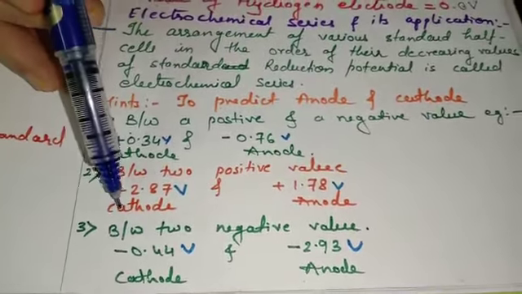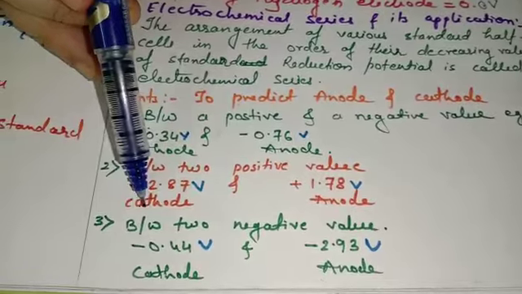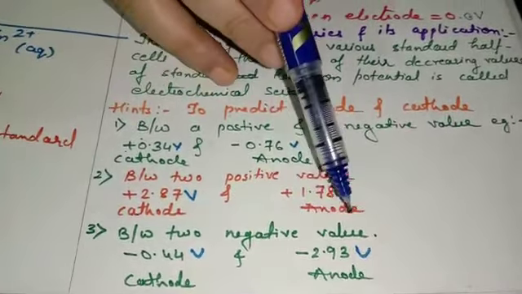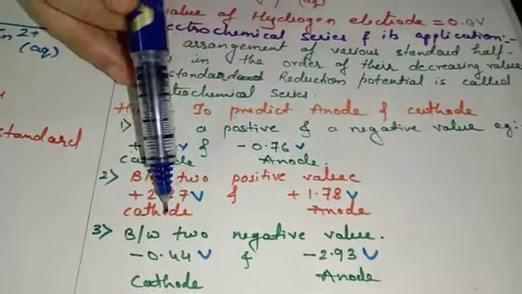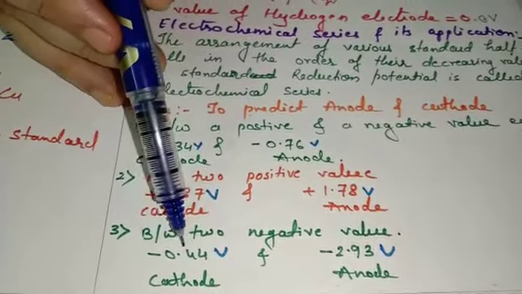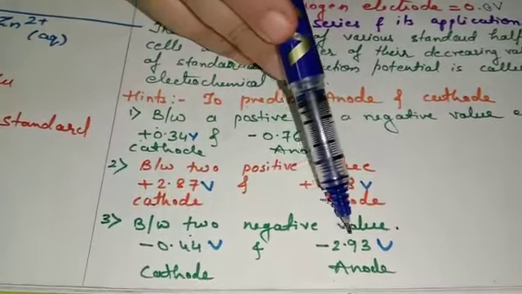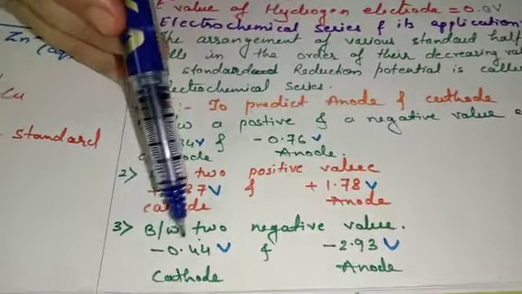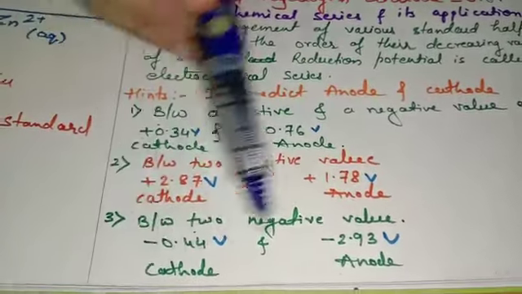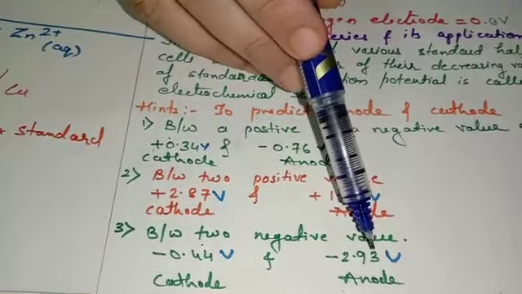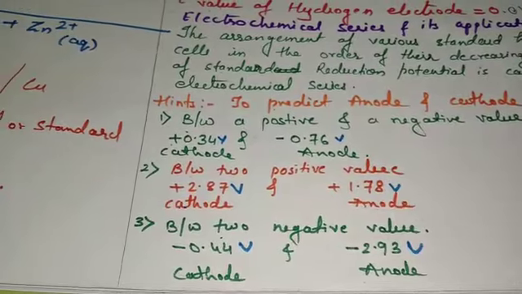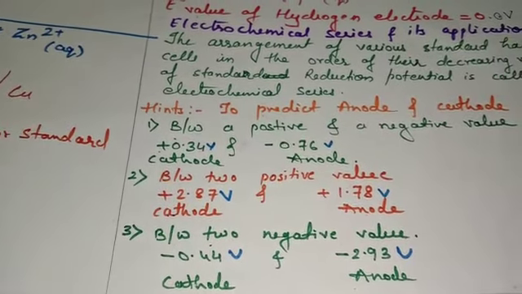Now if the cell is constructed between two negative values, meaning the standard reduction potentials are negative, that is minus 0.44 volt or minus 2.93 volt, then minus 0.44 volt acts as a cathode whereas minus 2.93 volt acts as an anode. Now this type of question can be asked in the question paper.